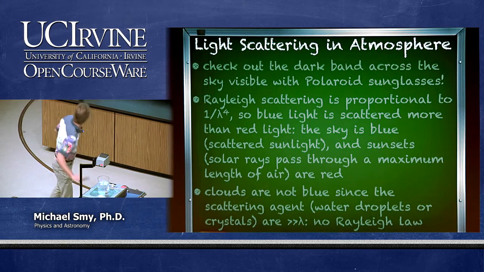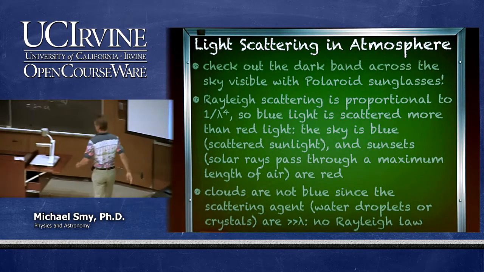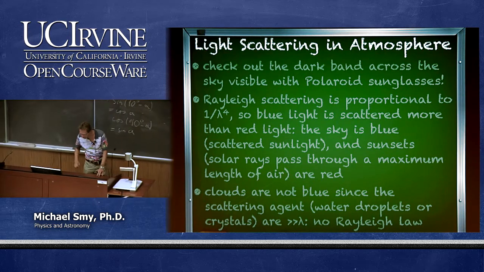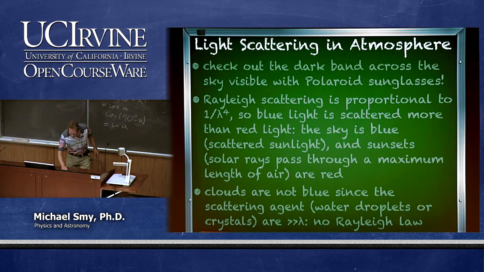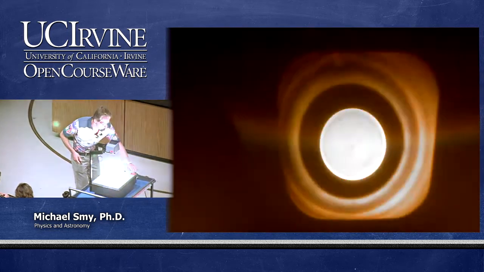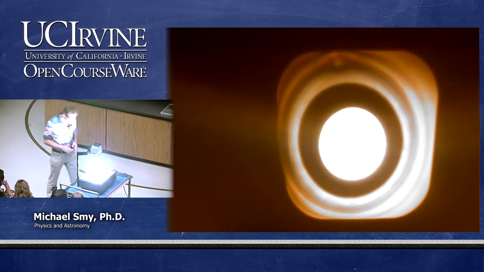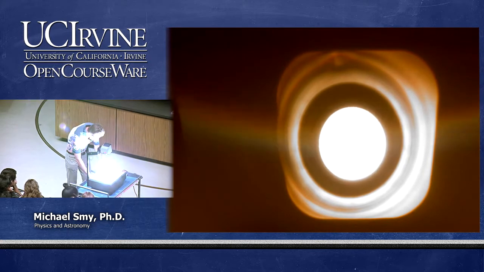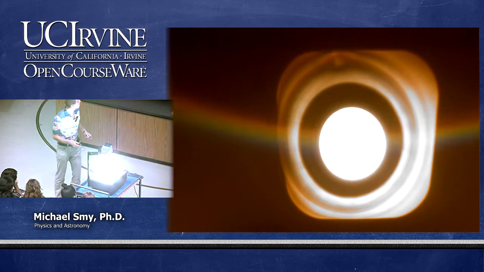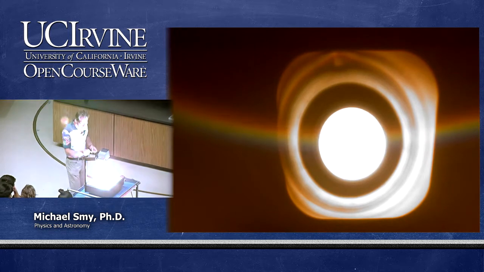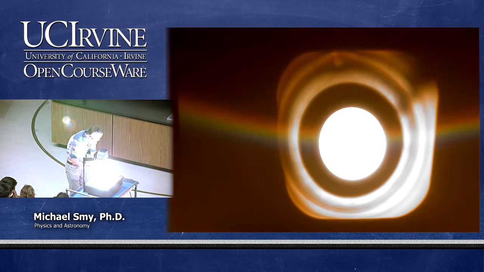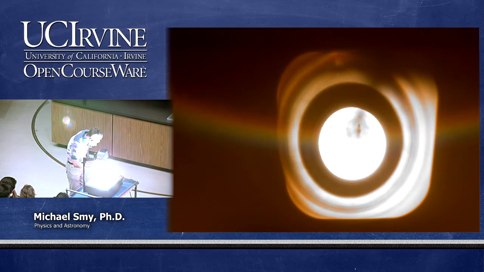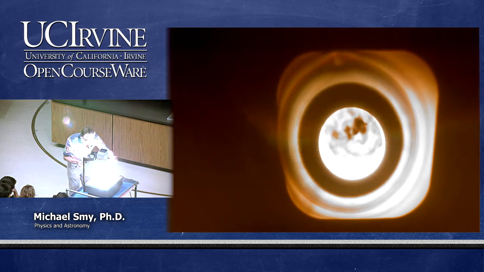So let me try and demonstrate the Rayleigh law for light scattering using a little bit of milk mixed into water. So I have here a jar of water, and we are looking at light that goes out through the top. And let me now put a little bit of scattering agents in there. Stir that in.